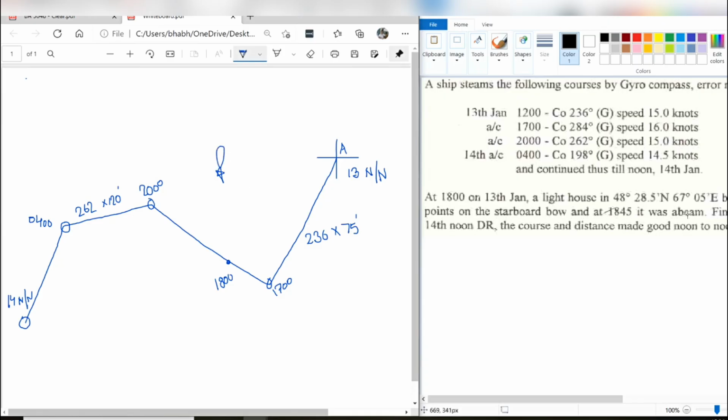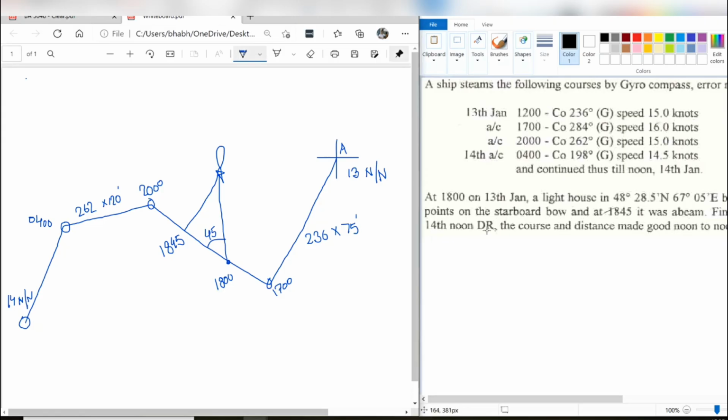And at 1845, it was a beam. So this was at 1800 hours. 4 points means how much angle, beta? 45 degrees. And at 1845, it was a beam. So let us say this is our position at 1845. Okay, so we have put this also in our calculation.